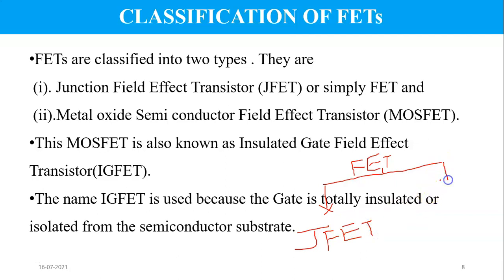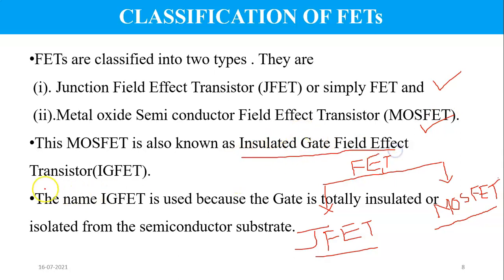The other is MOSFET, that is metal oxide semiconductor field effect transistor. This is another very widely used, very important transistor. So it is called MOSFET, and JFET is one type, the junction field effect transistor. The other is MOSFET. These are also known as IGFET, insulated gate field effect transistor.